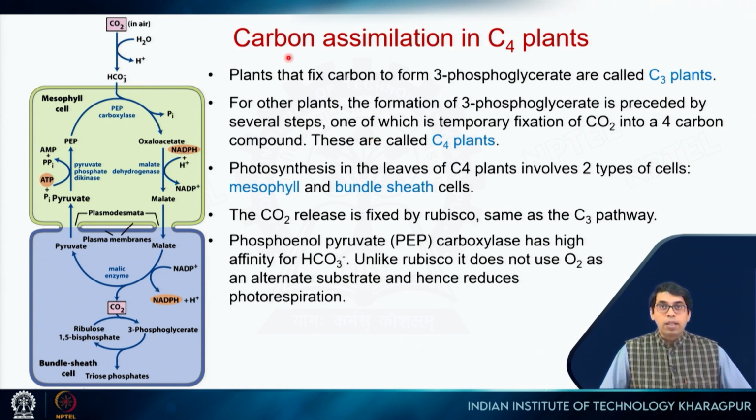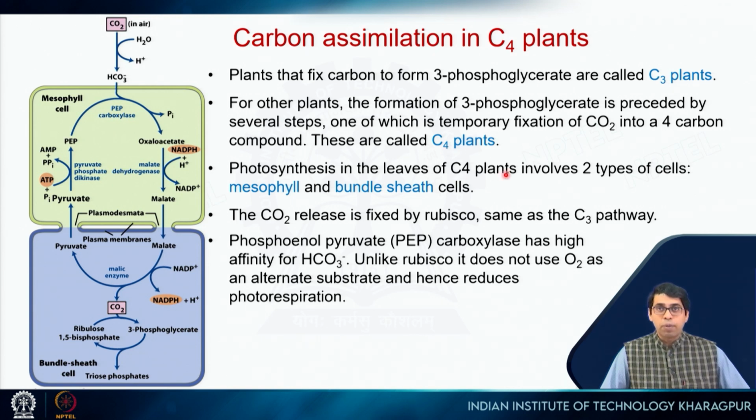So, one is carbon assimilation in C4 plants. So, plants that fix carbon to form 3-phosphoglycerate, as we have seen till now, these plants are called C3 plants. They are producing a 3 carbon molecule. There are other plants where the formation of this 3-phosphoglycerate is preceded by several steps, one of which is temporary fixation of carbon dioxide into a 4-carbon compound, right? So, they produce a 4-carbon compound, and these type of plants are called C4 plants.